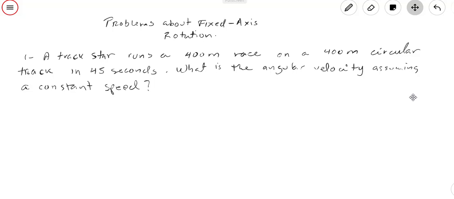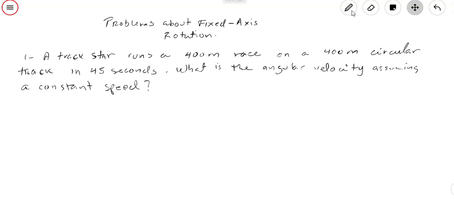Hello students, in this video we're going to solve some problems about fixed axis rotation. So in this case our first problem is a track star runs a 400 meters race on a 400 meters circular track in 45 seconds. So what is the angular velocity, assuming a constant speed?